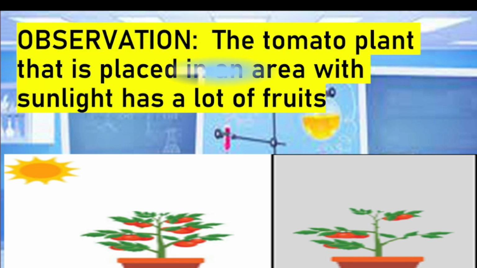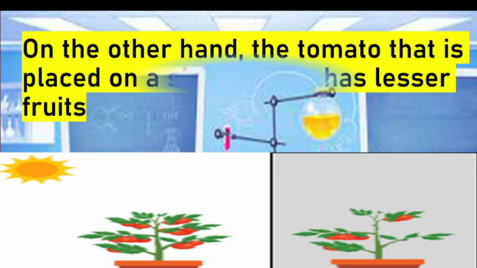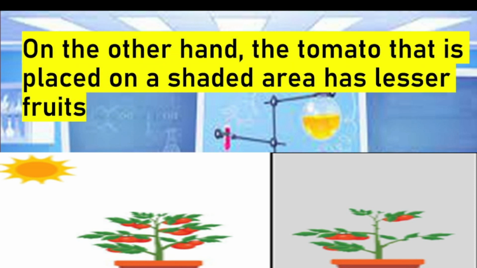Take a look at this picture. What possible observation can you make? One observation that you can state in this scenario is the tomato plant that is placed in an area with sunlight has a lot of fruits. On the other hand, the tomato plant that is placed on a shaded area has lesser fruits.